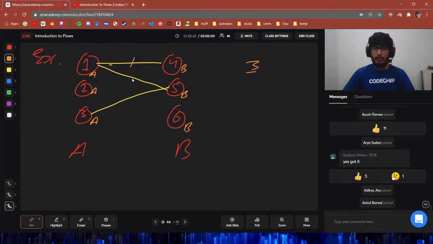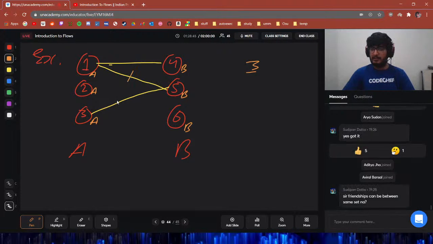Because this friendship is going to break, this friendship is going to break, and this friendship is also going to break. Sir, can friendships be within the same set? Yeah, the friendships can be between the same sets as well, but to simplify this problem, we are including only the friendships between different sets. So a person of set A is going to be a friend with set B. We are not talking about friendships between the same set.